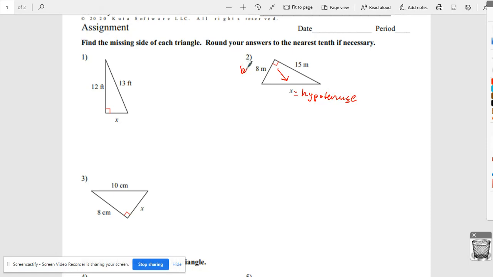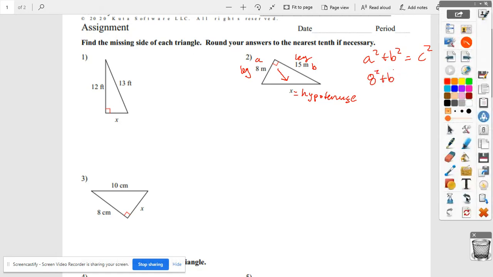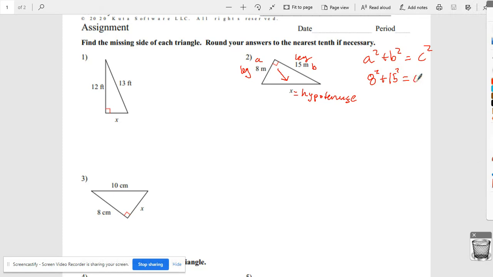And we have a leg here and a leg here. We know that a squared plus b squared equals c squared. So we can just plug in. Here's a leg. We can call this one A and call this one B. It does not really matter. So we could say a squared plus b squared. Well, we know b is 15 equals c squared. So now we're just solving.